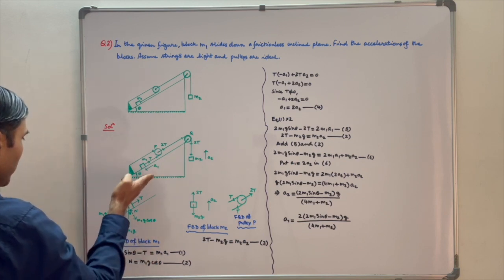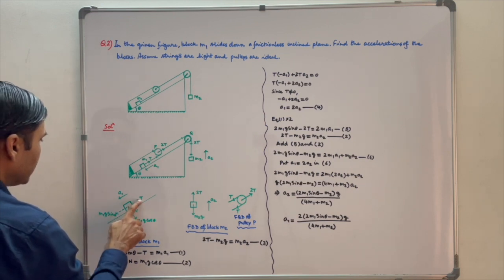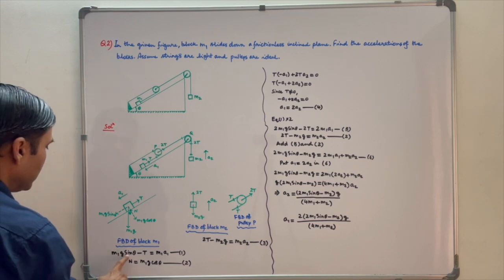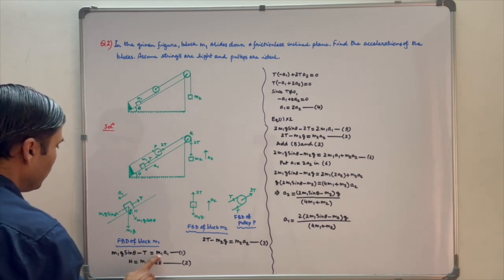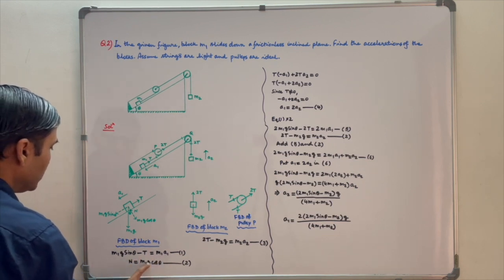Since this block is moving downwards, that means the net force is working downwards, and that is M1g sin theta minus T. So we will form the equation of motion as M1g sin theta minus T is equal to M1a1. The other equation will be N is equal to M1g cos theta.